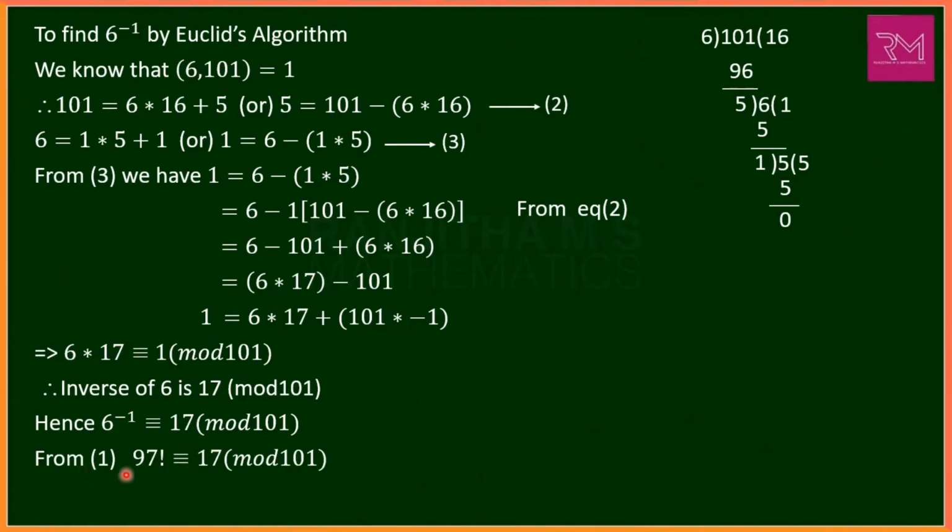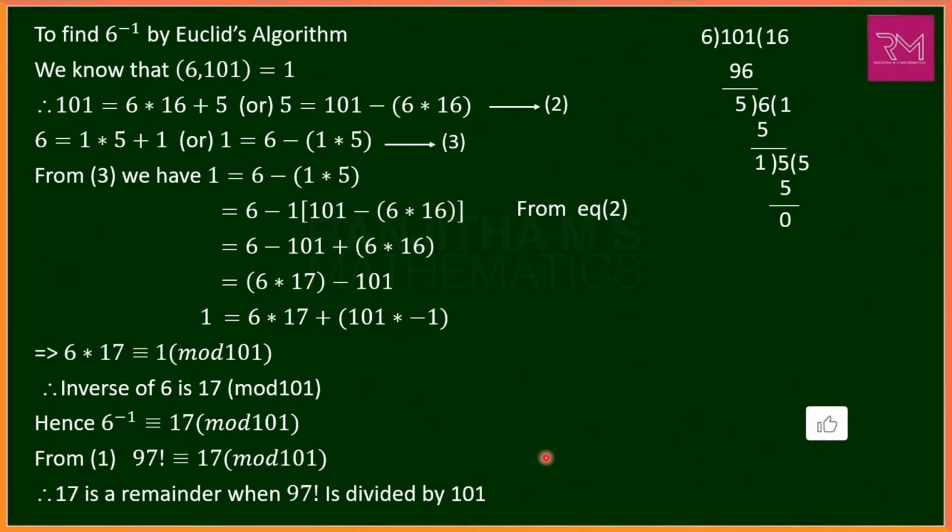So from equation 1 we have 97 factorial which is congruent to 6 inverse under modulo 101. Here 6 inverse is congruent to 17 modulo 101, that implies 97 factorial is congruent to 17 under modulo 101. Therefore, we can conclude that 17 is the remainder when 97 factorial is divided by 101. This completes the problem.